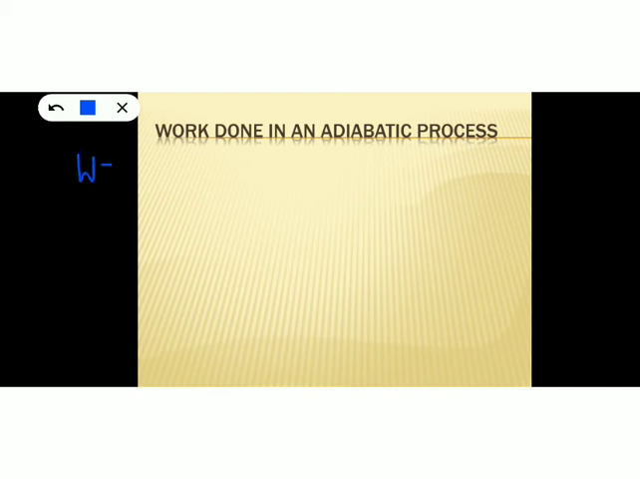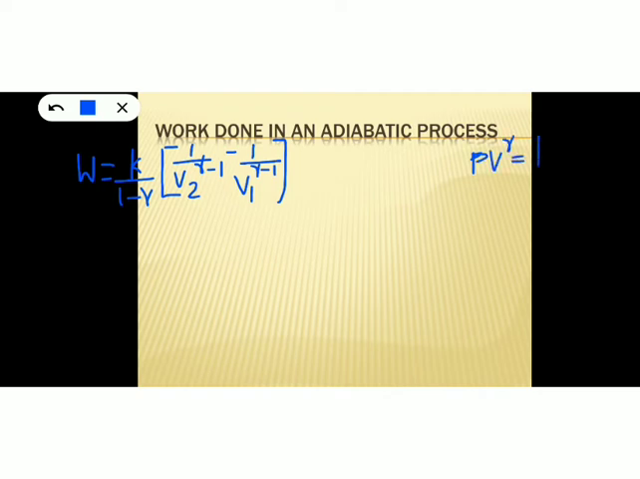So work done W is equal to K by 1 minus gamma into 1 by V2 raised to gamma minus 1 minus 1 by V1 raised to gamma minus 1. And we need to do some modifications here. We know that PV raised to gamma equal to a constant. So we can write P1 V1 raised to gamma equal to P2 V2 raised to gamma also equal to K.